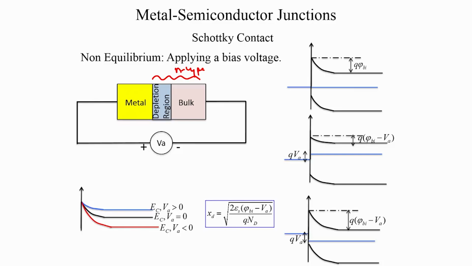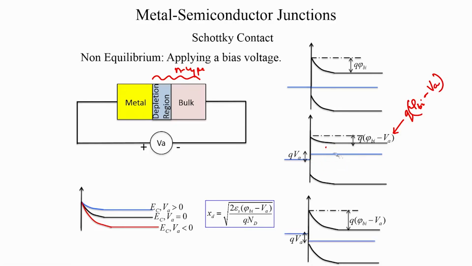Now, when you apply a forward bias, when your V A is greater than 0, the Fermi level of the semiconductor is split away from the Fermi level of the metal. The two Fermi levels are no longer aligned, and they split by the amount of voltage you applied. Since we are showing everything in terms of energy, it is q times V A. Because of this, the built in potential changes. It is no longer q phi bi; it is lowered by the same amount, that is q V A.